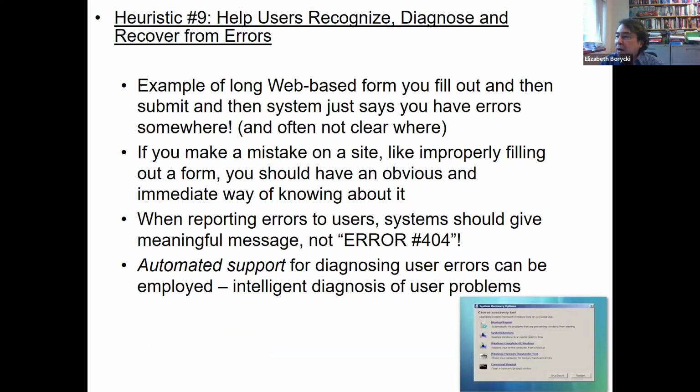Heuristic 9 is helping people recover from errors. Again, this relates to the error heuristic. If you have a long form to fill out and you do something wrong, you don't want to have to search for where to find it. It should locate where the error is. And again, this is somewhere where automated support for diagnosing user errors could be employed as well.